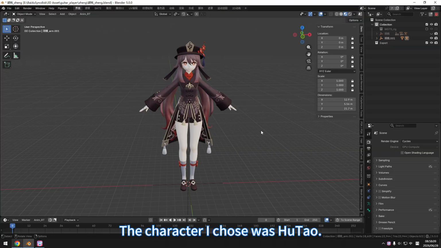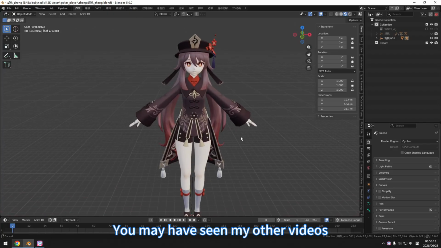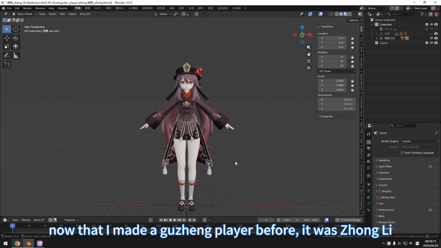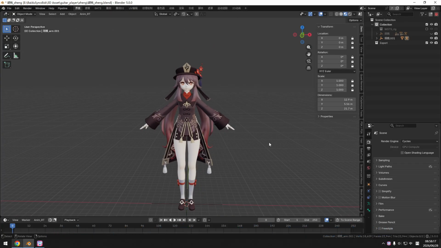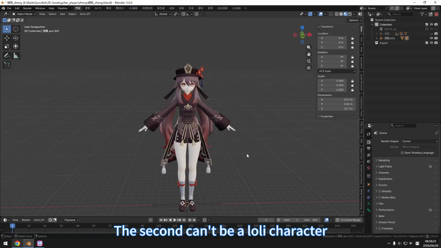The character I chose was Hudao. You may have seen my other videos. I made a GuZheng player before, it was Zhang Li. When I choose a character, there are requirements. The first must be a Li Yu person. The second can't be a lowly character.